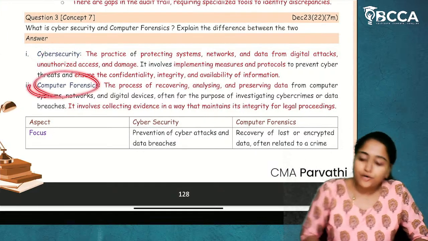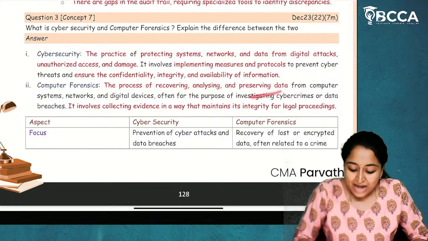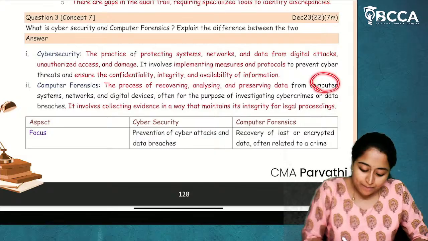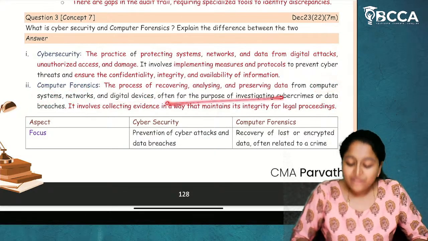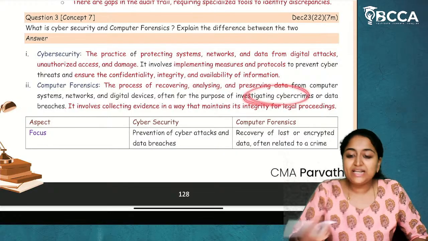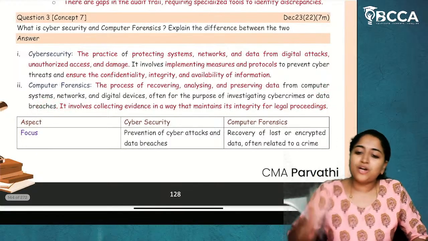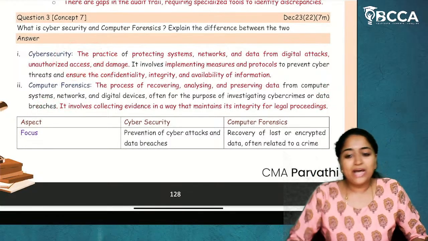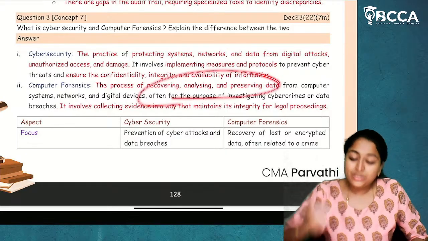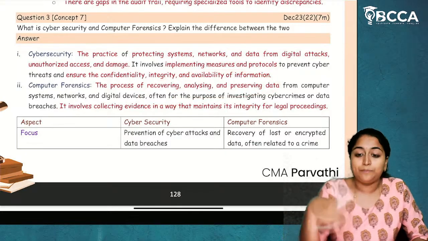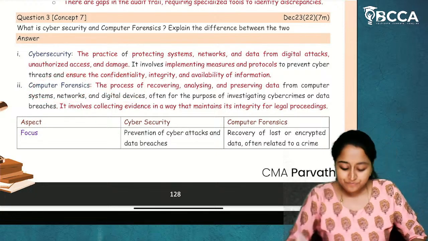Now, what is computer forensics? The process of recovering, analyzing and preserving data from computer system, network and digital devices, often for the purpose of investigating cybercrime or data breaches. Data breach has already happened. Cybercrime has already happened. After that, as an investigative mechanism, we are trying to do the analysis or recovery or preserving data. Then that process is called as computer forensics. I hope it is clear.